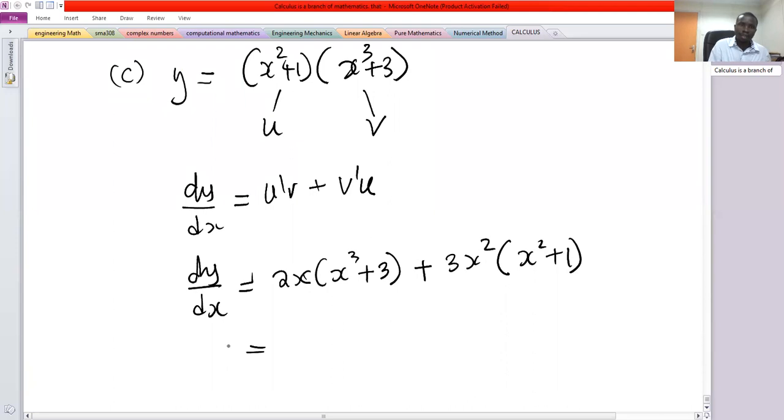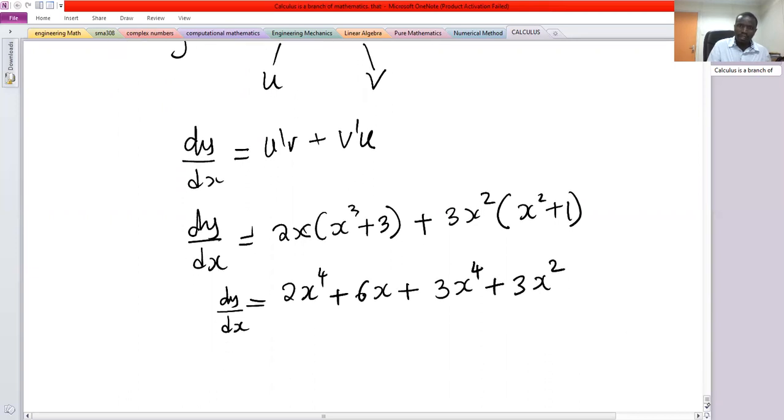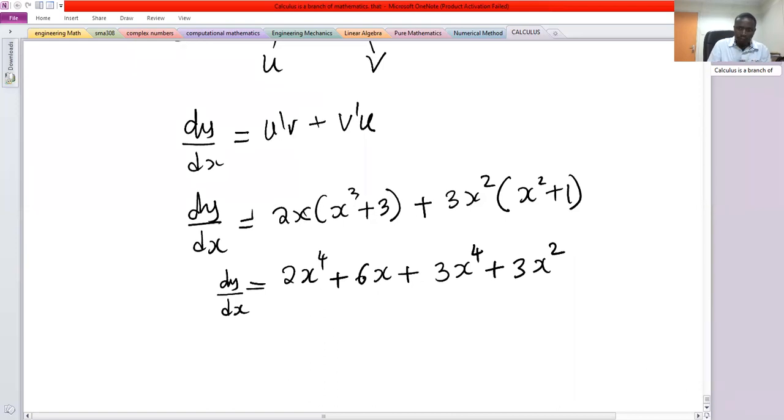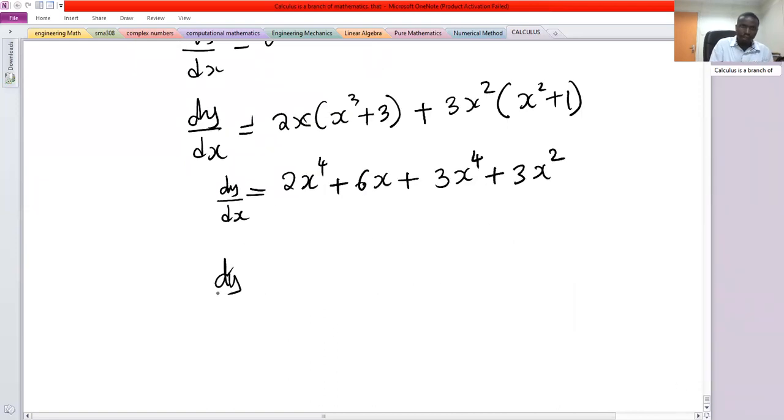So opening brackets will be 2x power 4 plus 6x plus 3x power 4 plus 3x squared. Now collecting like terms, we'll have dy dx: 2 plus 3 is 5, so 5x power 4, and then plus 3x squared, and then plus 6x.